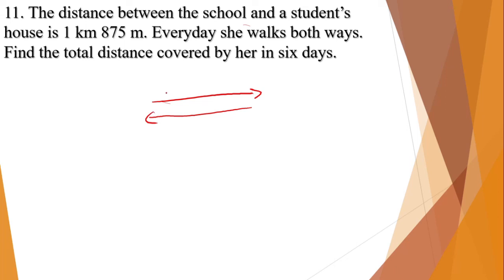Only for one way it is 1 kilometer 875 meter. Only for the first way it is 1 kilometer 875 meter. But she walks another way which is again 1 kilometer 875 meter. So totally for one day she walks both the ways. And the one way is 1 kilometer 875 meter. So we should find out the distance for 6 days. Now again, first we should do the conversion. Here we have kilometer and meter. Now we should convert it into meter or kilometer.